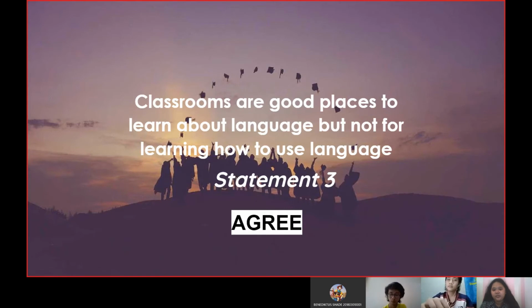Okay, let's move on to statement 3, which is going to be presented by Shade. Okay, thank you, Chika. This is the last statement. Classrooms are good places to learn about language, but not for learning how to use language. We agree with this statement because we also see problems during teaching and learning activities in the language classroom. Next.